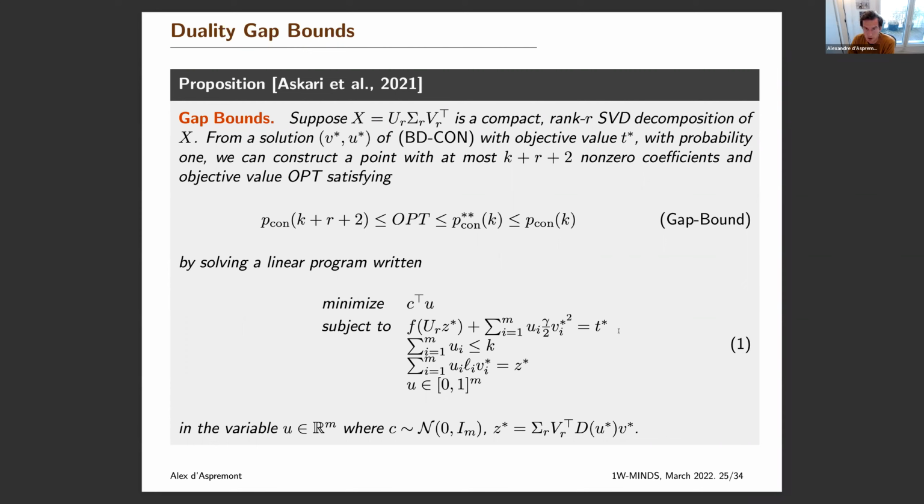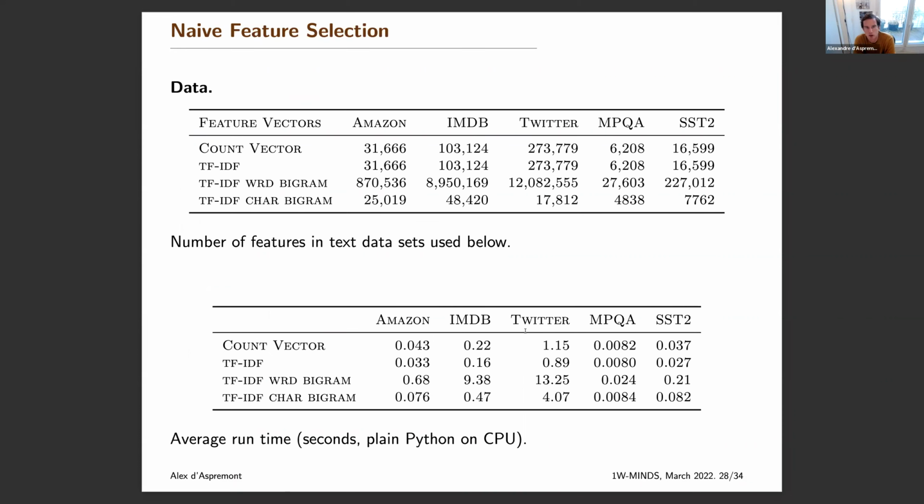So let me finish by illustrating this in a number of simple numerical examples. The first one we used is an example on text data at very large scale. The point of feature selection is to start with large scale data sets because, hey, that's why you want to get rid of variables in the first place. And so we used data sets from Amazon, IMDb, Twitter, MPQA, and SST2, with sizes ranging from a few thousand to a few million features.